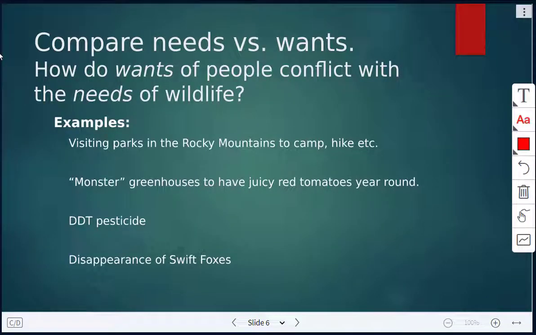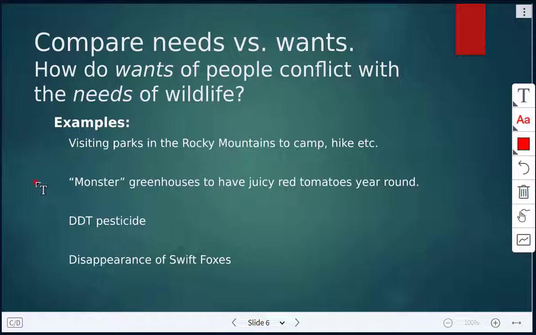All right, next we're just going to compare needs versus wants. So how do wants of people conflict with the needs of wildlife? Some examples that were mentioned in the textbook, for example, visiting parks in the Rocky Mountains to camp or hike. Even though you're connecting with nature and so on, you're still having an effect on the wildlife there, whether it's animals or plants. Another example is monster greenhouses to have juicy red tomatoes year round.